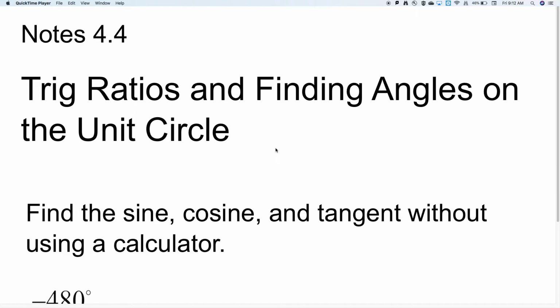Okay, you could do this without a calculator. So can you find trig ratios from the unit circle? Well, we've been practicing that already, so it's kind of like review. And then this is the new type of question that I'm going to ask. Instead of giving me the trig ratio from an angle, if I give you the ratio, can you tell me the angle from the unit circle? So we're just going backwards.